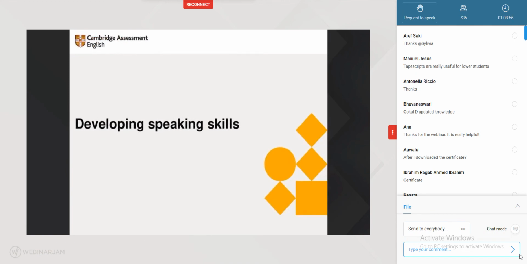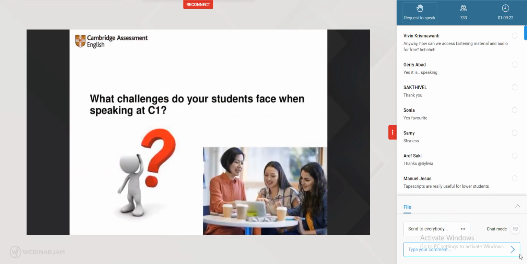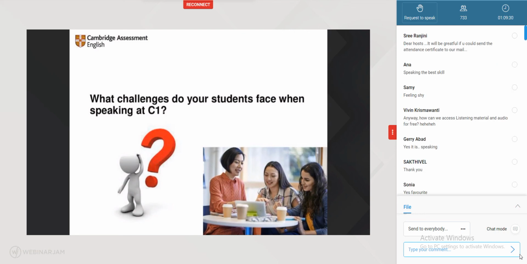Right. Speaking. Last paper. Everyone's favorite. What would you like to say, Victoria, about this? Well, that we can develop speaking skills while we are trying to develop other skills, integrating them. But I think that at C1, students always find challenges when speaking. But at C1, there are challenges which are quite specific at higher levels. Yeah. What challenges do your students face speaking at this level?